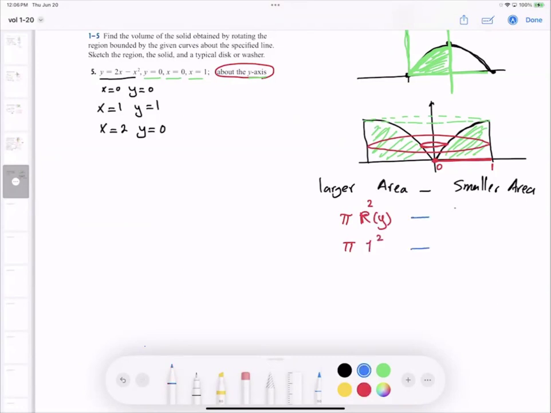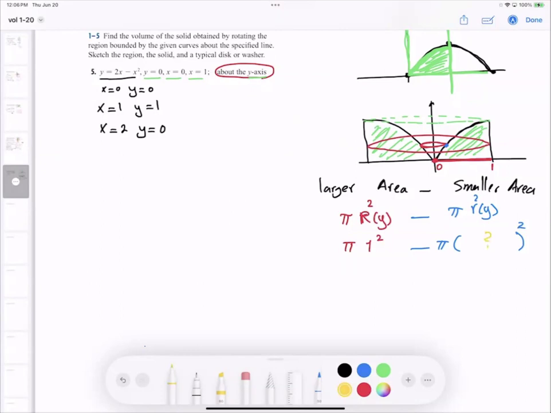The smaller area is pi r of y squared. But what is r of y, right? You're trying to find the radius of the smaller one, right? The larger one was easy to work with. What about the smaller one? What is r of y down here that you raise to the second power? This is the question that we first need to do a little bit of algebra to answer.